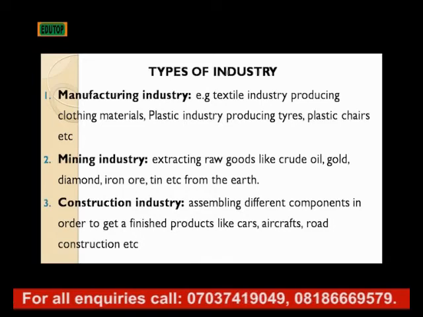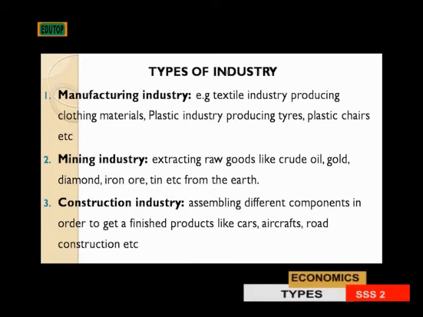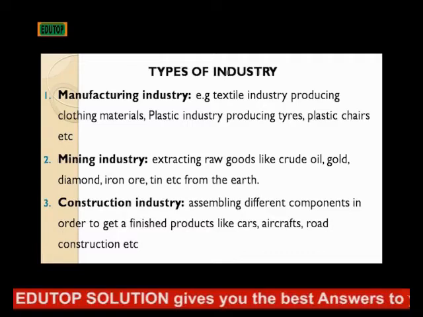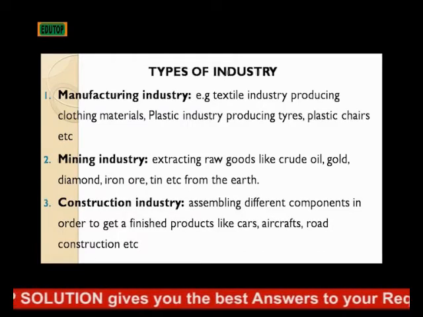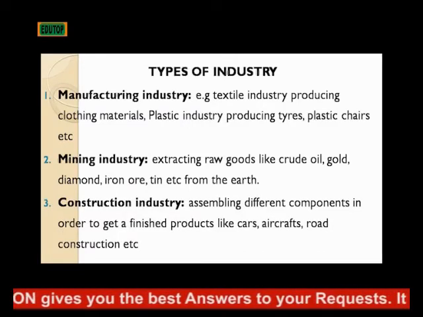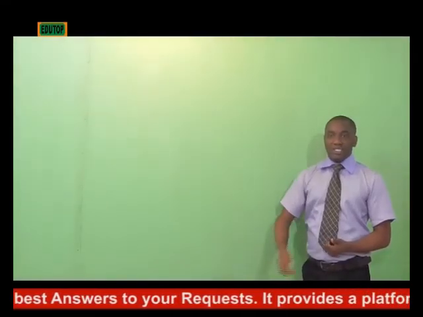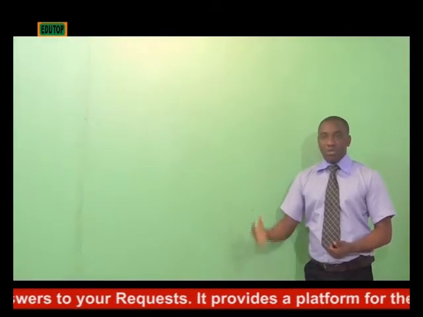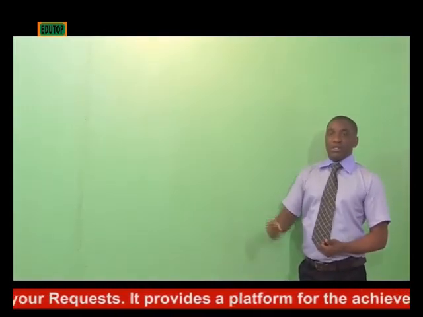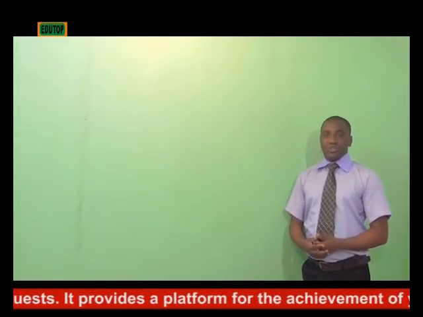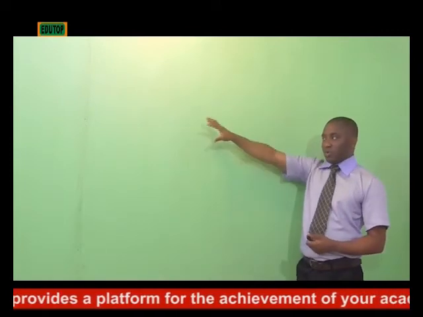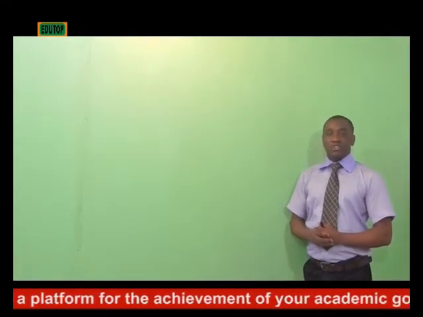We also have the mining industry. The mining industry deals with the extraction of raw goods like crude oil, like gold, like diamond, like tin, and so on from the earth. They extract those raw materials, those crude materials, from the earth for further production activities. Those are the ones we refer to as the mining industry.